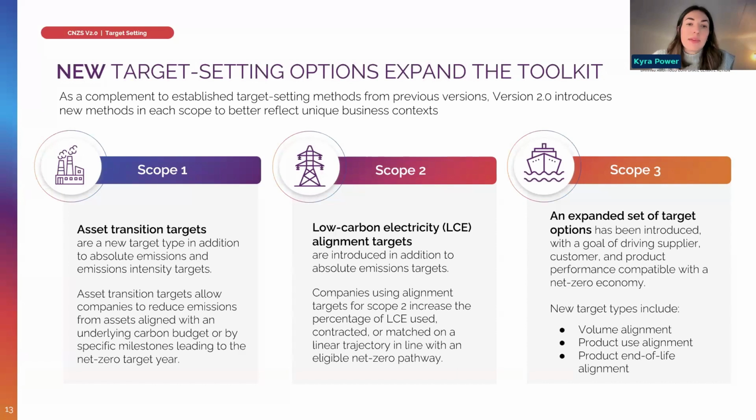So new target types worth noting here include volume alignment. This would be a company growing the share of purchased commodities or transport that are lower carbon or net zero aligned. We're also introducing a product use alignment target, which would be a target to grow the share of sold products with lower carbon or net zero aligned use phases. And lastly, a product end of life alignment target. This would be a target to grow the share of products designed with circular end of life solutions.